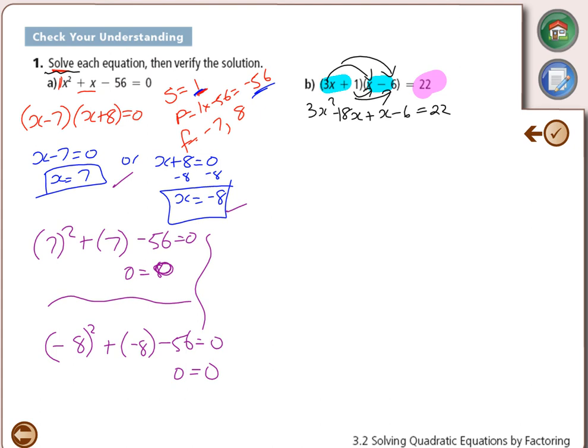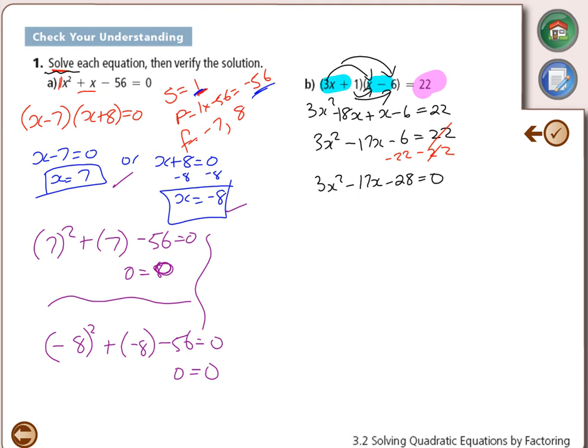Equate it to 0. Combine all like terms that you can. We get 3x squared minus 17x minus 6 equals 22. Give you an extra step. Now equate it to 0. Let's bring that 22 over. Subtract 22. 3x squared minus 17x minus 28 equal to 0.